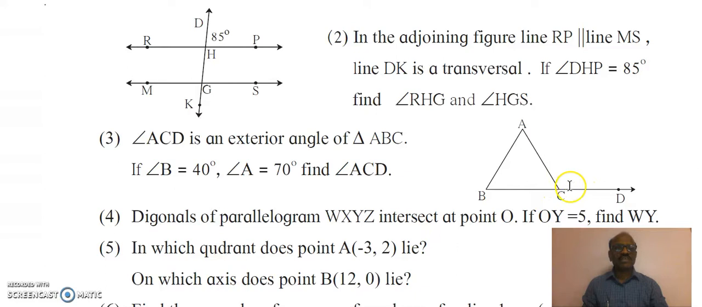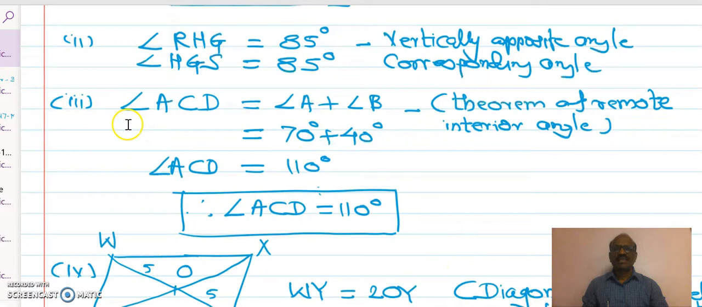The measure of this exterior angle is equal to the sum of its remote interior angles, and therefore the measure of angle ACD is equal to the measure of angle A plus the measure of angle B. That is, angle ACD is equal to 70 plus 40, and that is equal to 110. This is the theorem of the remote interior angles. Therefore, angle ACD is equal to 110 degrees.